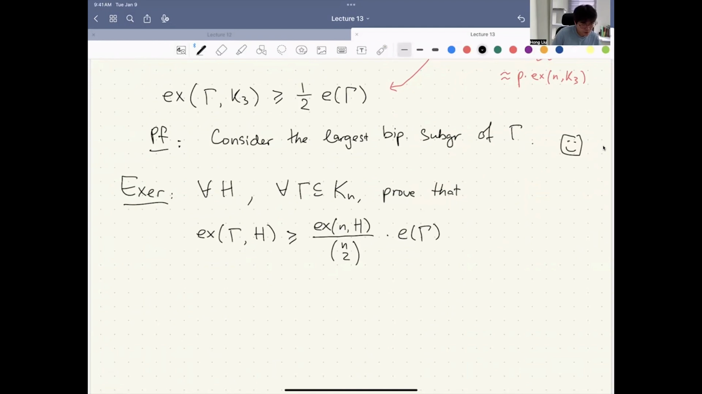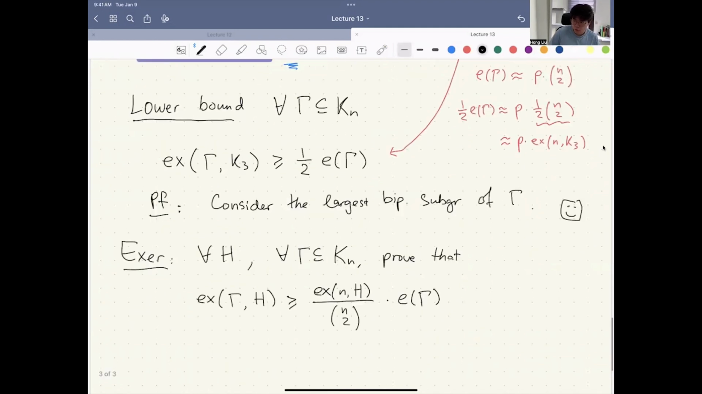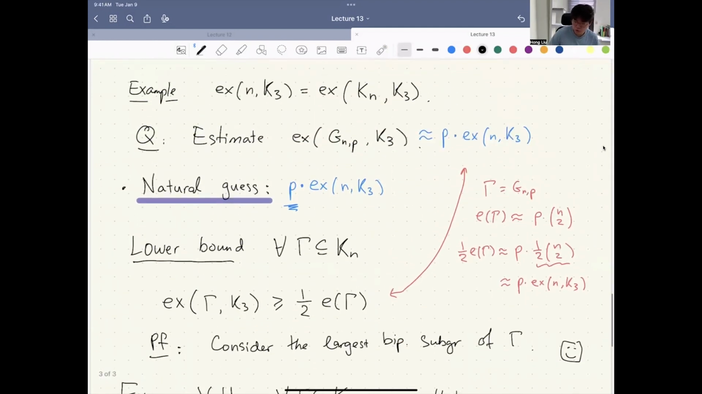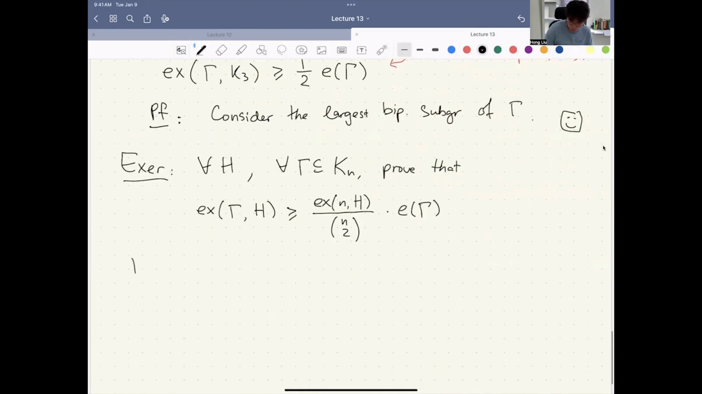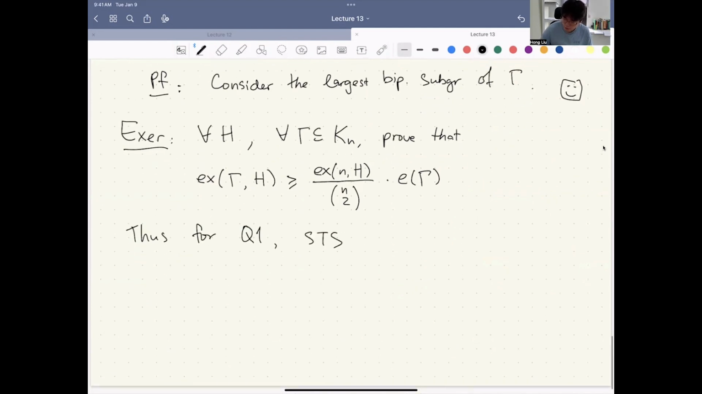Let's call it question 1. For question 1, it suffices to show the following upper bound.